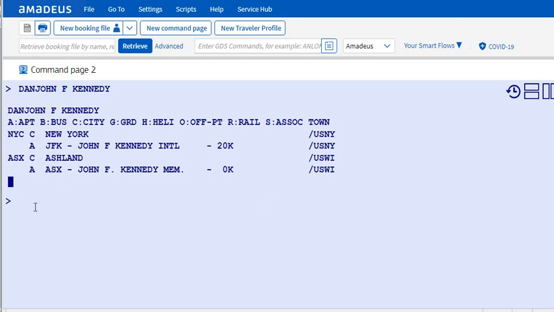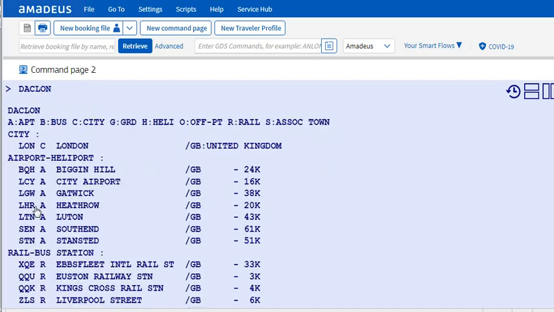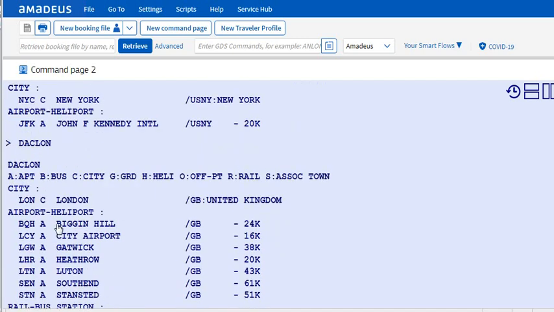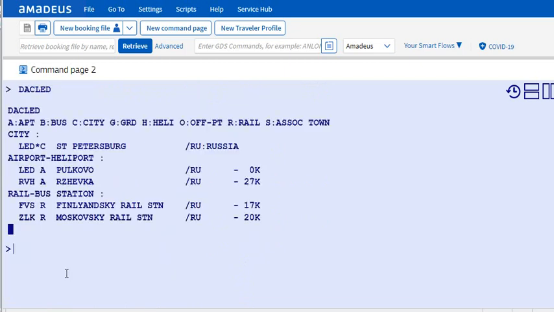Now let me go to decoding the city, DAC, then JFK. You can find when I'm decoding, it is decoding the city. And let me do DAC and say LON. It is decoding the city code. Sometimes it is decoding the airport code and also the city code. DAC, say I'm finding LED. LED is a city code, that is St. Petersburg, and it has a couple of airports and some railway stations as well. No bus station, it's railway stations only.